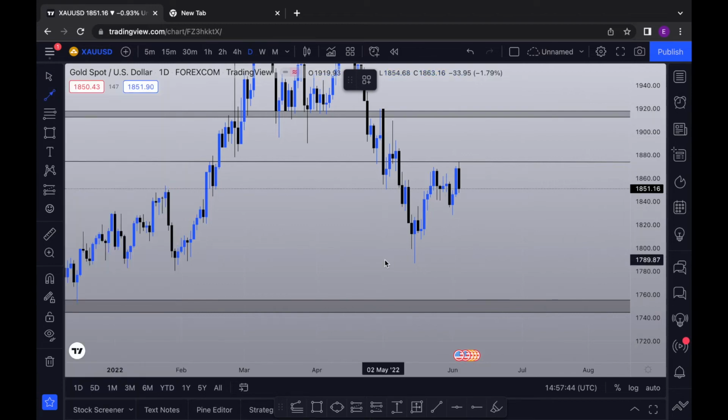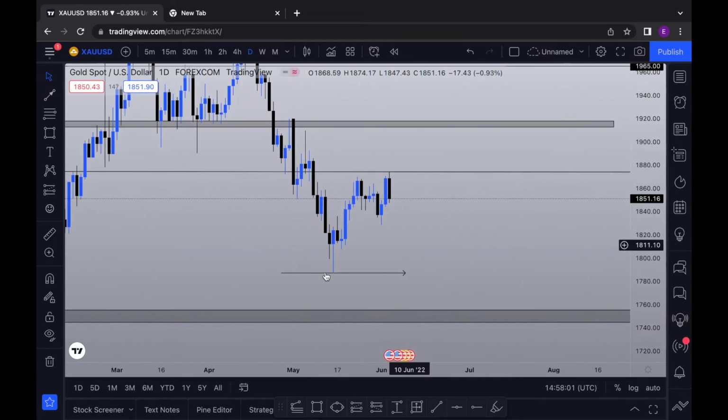You can see the market rejecting from here, having this rejection here. And if you take a look, this rejection is coming from this last level here. The market is giving us rejection, and it went back up, came back down again, went back up again to this level.